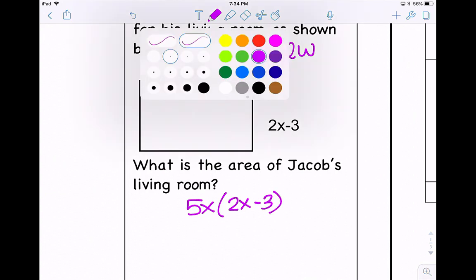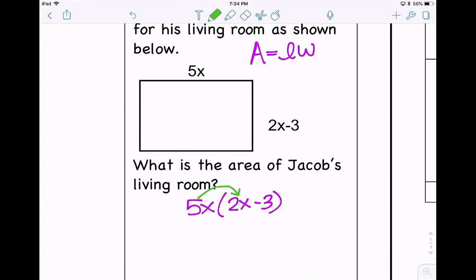So basically all I'm going to do is distribute the 5x to the 2x. So very similar to what we've been doing. 5 times 2 is 10. And then a new piece is x times x is x squared. And then we do 5x times negative 3. So 5 times negative 3 is negative 15. And we bring that x with it. So the area of Jacob's living room would be 10x squared minus 15x, and I would add in square units.